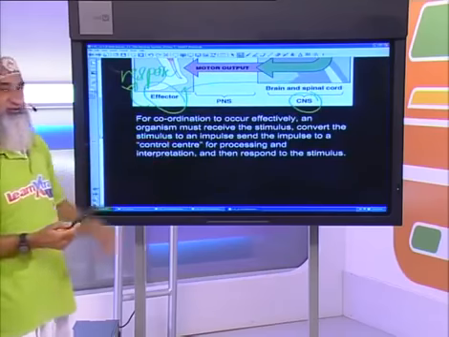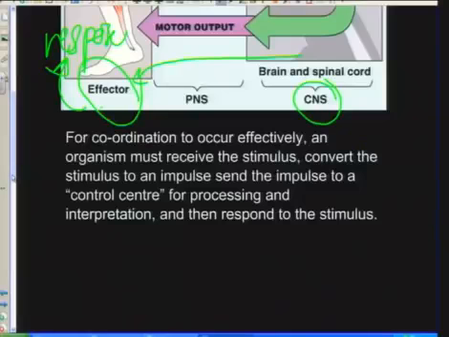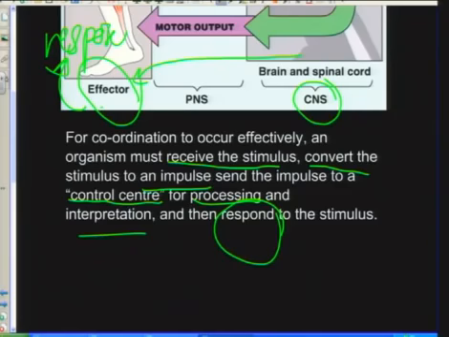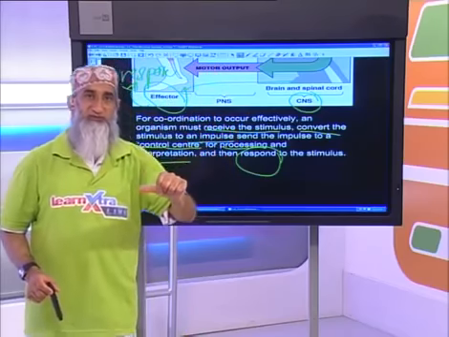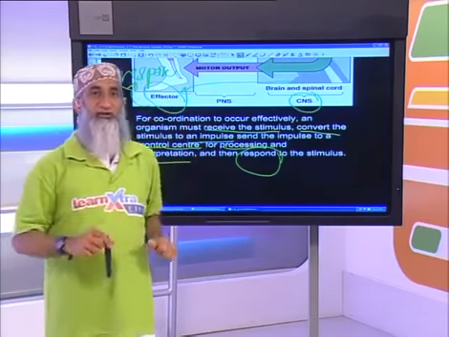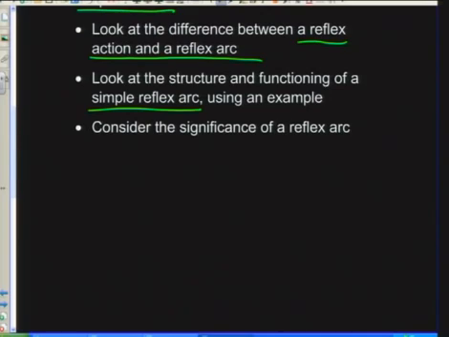So basically, for coordination to occur effectively, an organism must receive a stimulus, convert that stimulus to an impulse, and send the impulse to a control center, that is a central nervous system in our case, for processing and interpretation, and then respond to the stimulus. Stimulus, impulse, control center, reflex arc does.